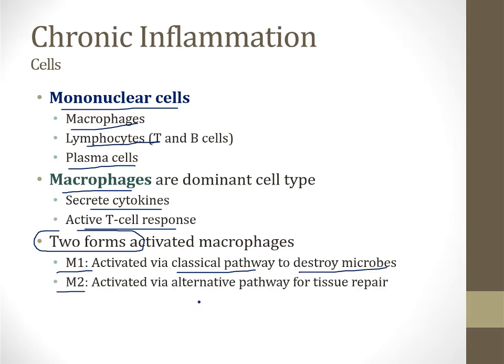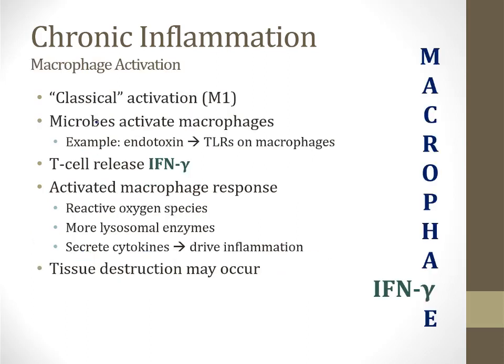These are activated via what's known as the alternative pathway, and their role is mainly tissue repair, not destruction of microbes. Just like there is a classical and alternative pathway for activation of the complement system, there is also a classical and alternative pathway for activation of macrophages. Let's talk first about the classical pathway.